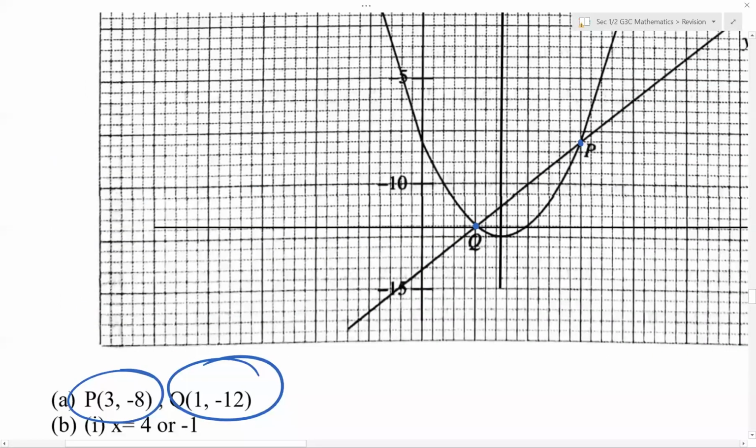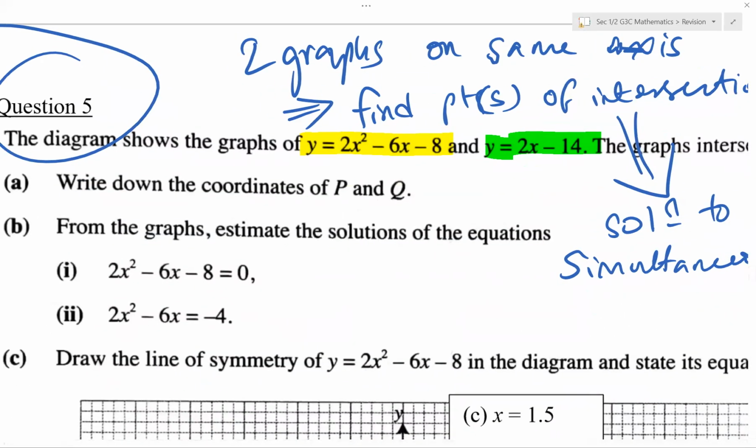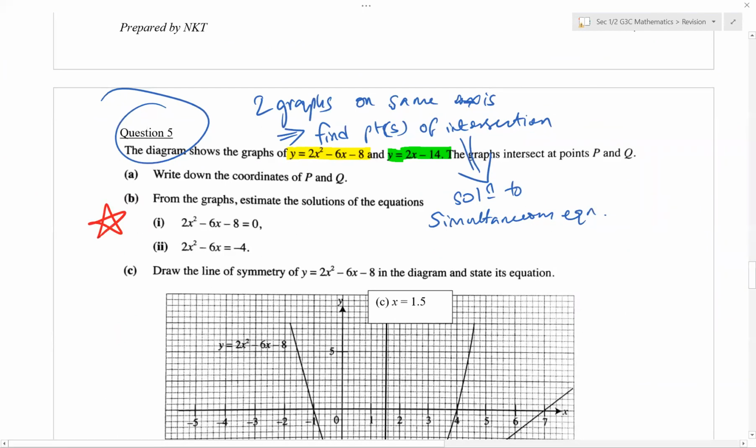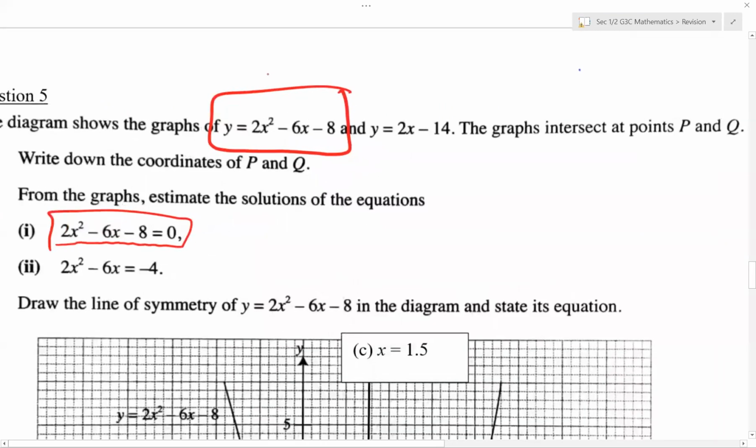And B part 1, from the graph, estimate the solutions of the equation. Okay, so this is the other very popular question during exams. Make sure you know how to do it. So first, 2x squared minus 6x minus 8 equals 0. Go back to your graph. What do you already have? Yeah, the one that was yellow, right? We have y equals 2x squared minus 6x minus 8.